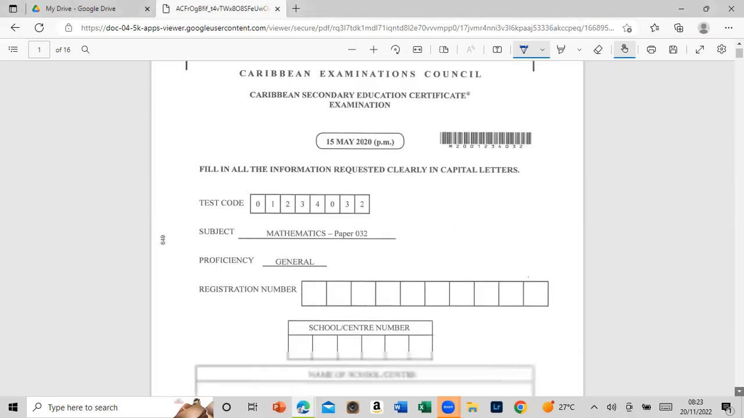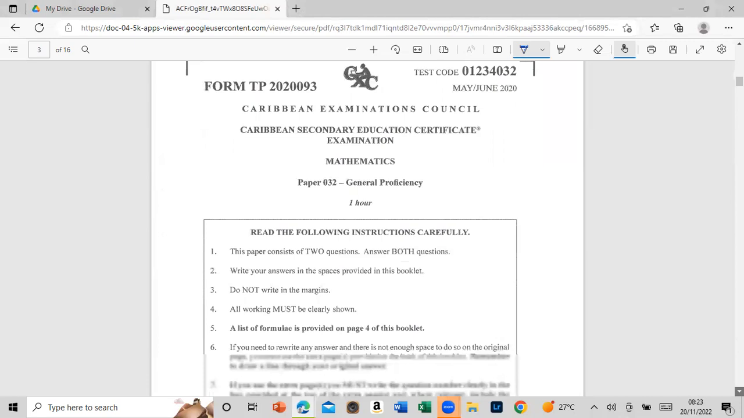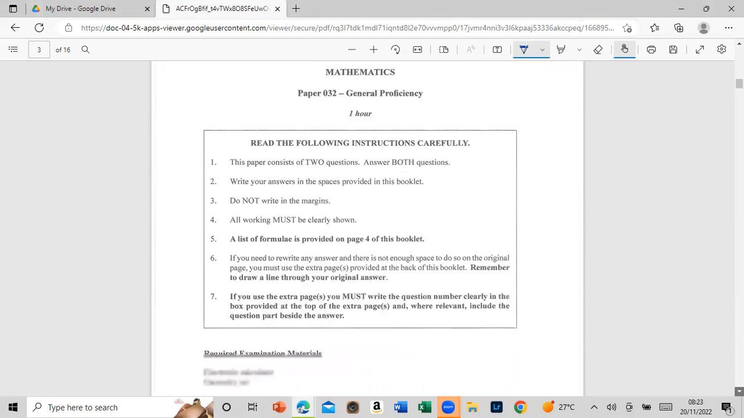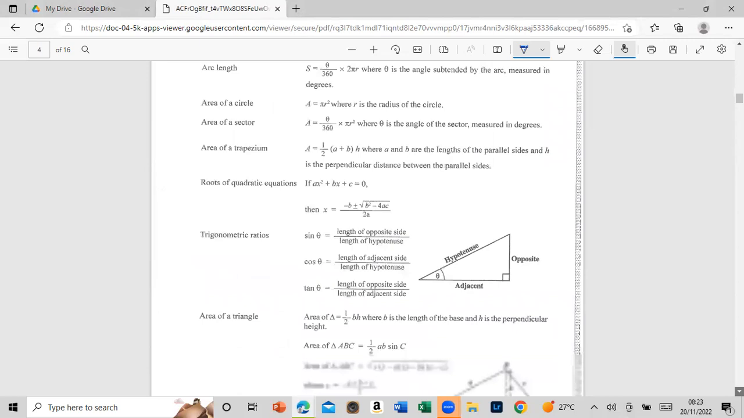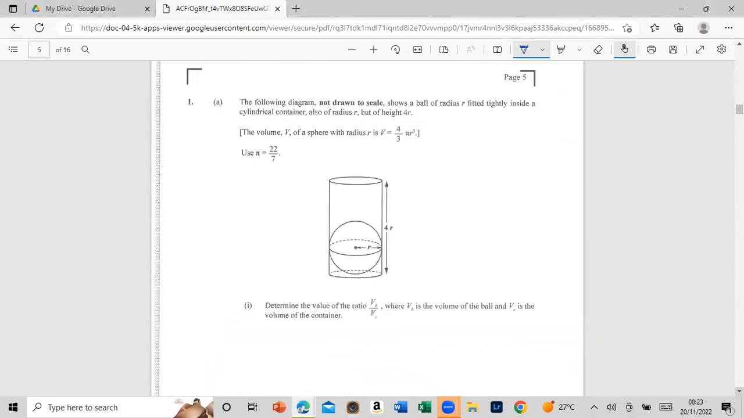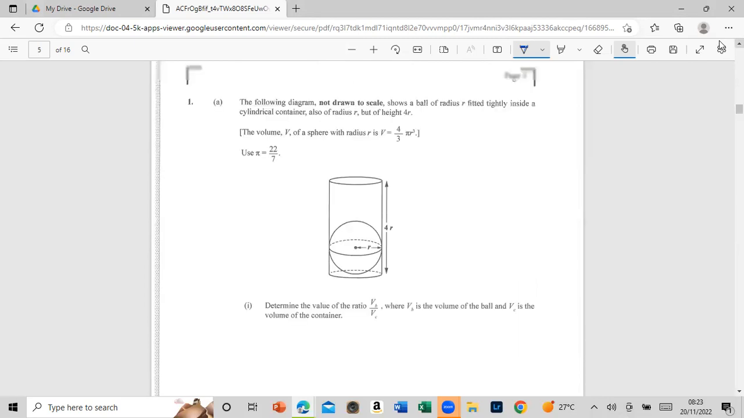It's supposed to be worth 20 marks, just like the SBA, and you are given 1 hour to do it. So you read the instructions carefully. You have your formula sheet. I think you're allowed the calculator, and I need to investigate that. Based on what I'm seeing, this looks like Paper 2, so you would definitely need your calculator, but I'm going to do some research on that.